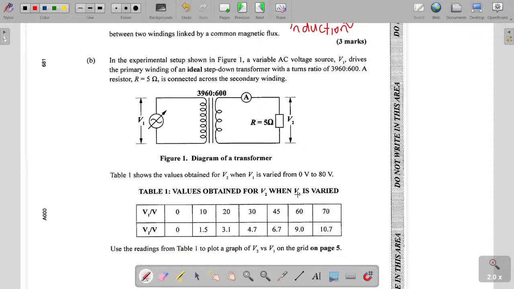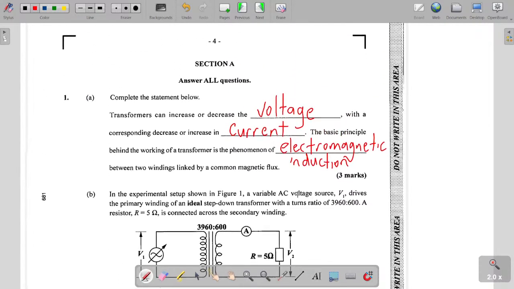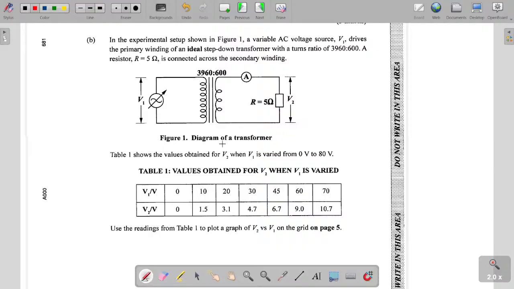And remember that the first question in your exam will always be a graph question. So even though you have an introductory part here, that means a graph is coming up. Here we have an experiment, and the figure shows an AC voltage being supplied at V1, and it drives a primary winding of an ideal step down transformer. An ideal transformer is one that is 100% efficient, meaning that it does not lose any energy or power. So we assume that whatever power we input will come back out.